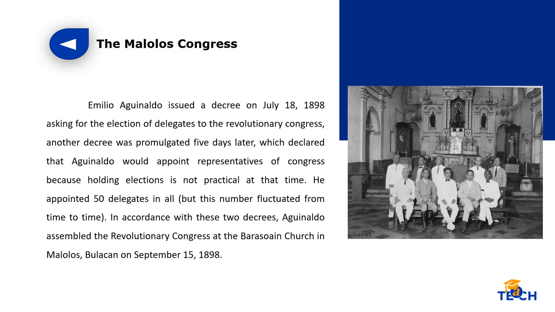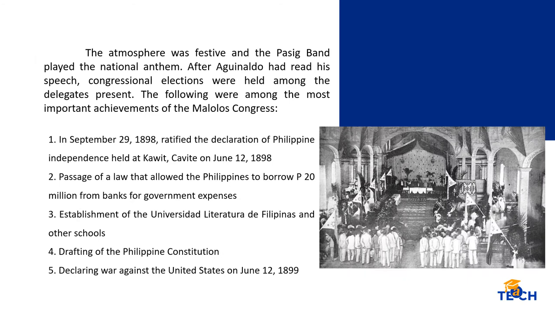In accordance with these two decrees, Aguinaldo assembled the Revolutionary Congress at the Barasoain Church in Malolos, Bulacan on September 15, 1898. The atmosphere was festive and the Pasig Band played the national anthem. After Aguinaldo had read his speech, congressional elections were held among the delegates present.